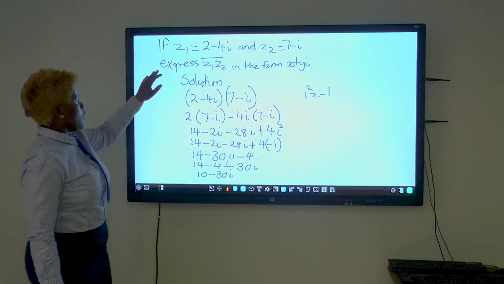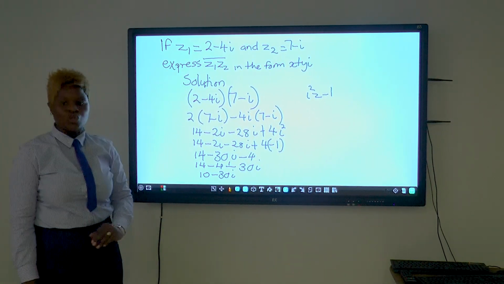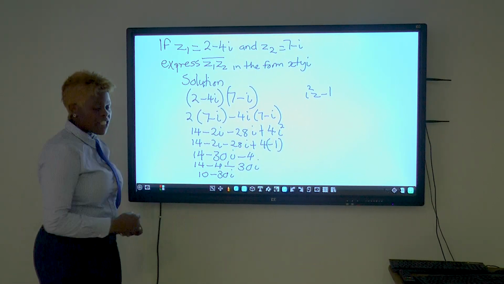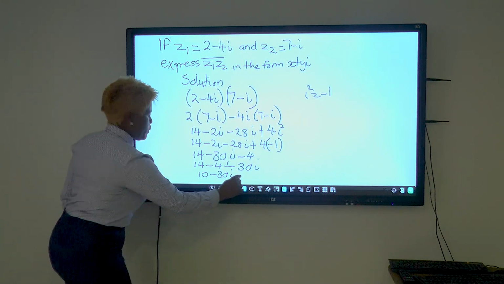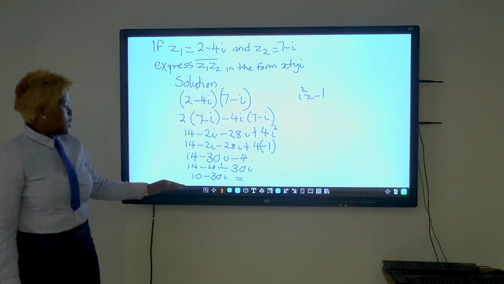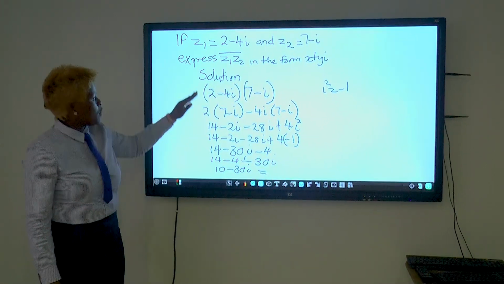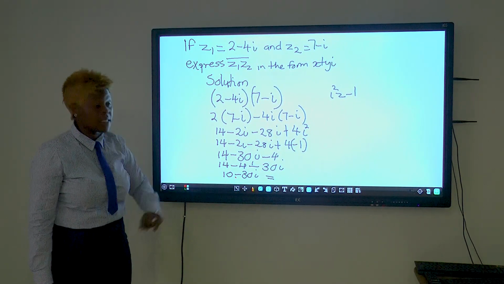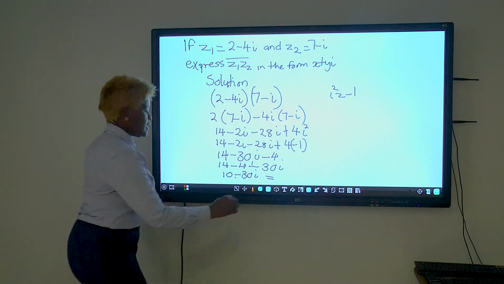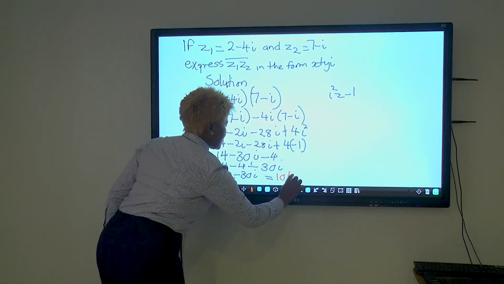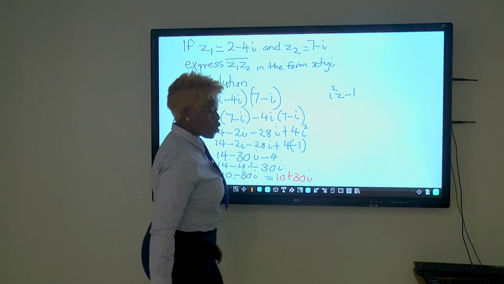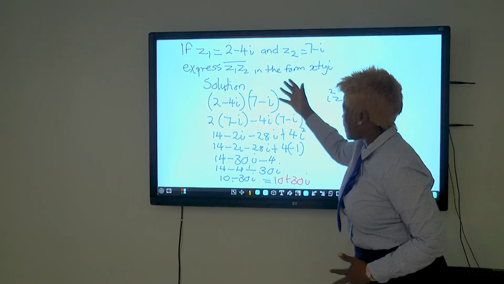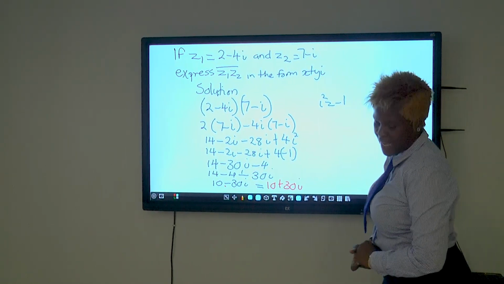But our question, we were supposed to express as a conjugate. We now express this result as a conjugate. We change the imaginary part, because our question is saying we should express it as a conjugate, and it becomes 10 plus 30i. So we should first calculate, then find the conjugate at the end.